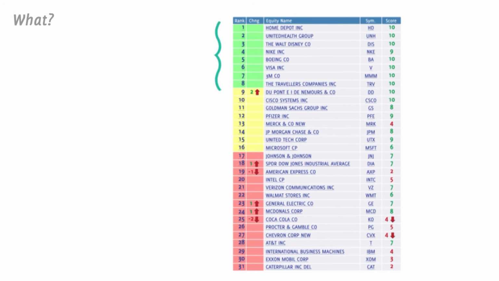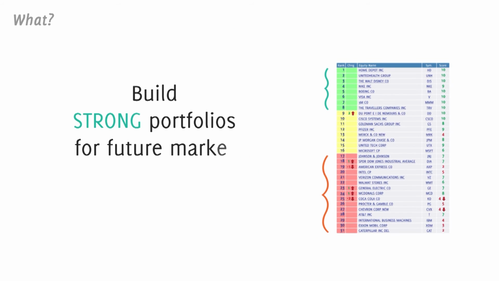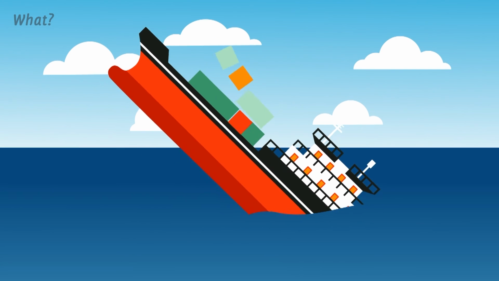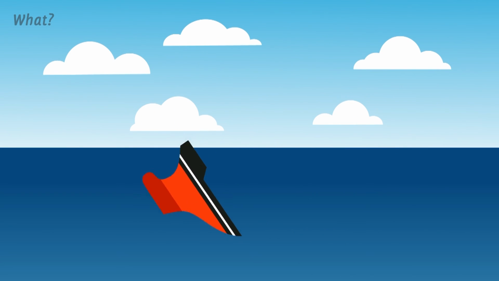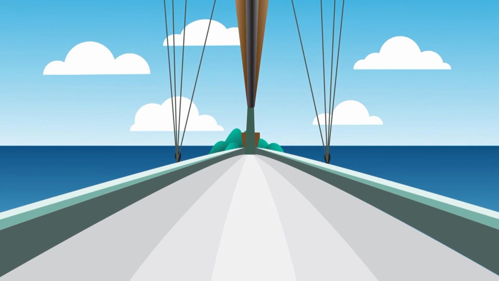Aligning with strong investments and companies and staying away from weaker investments or sinking companies can help build strong portfolios for future market uncertainties. Don't guess where the bottom is when an investment is already sinking, but invest in a strong investment on course that gives you the best chance to succeed.